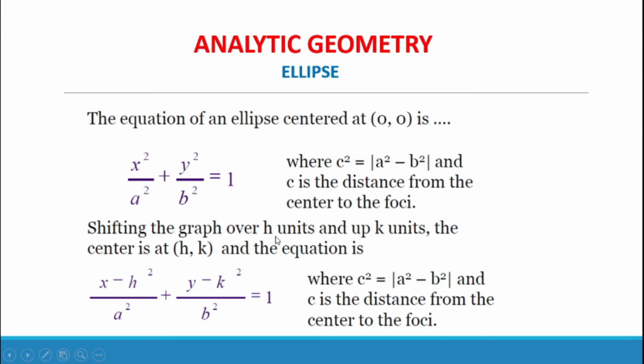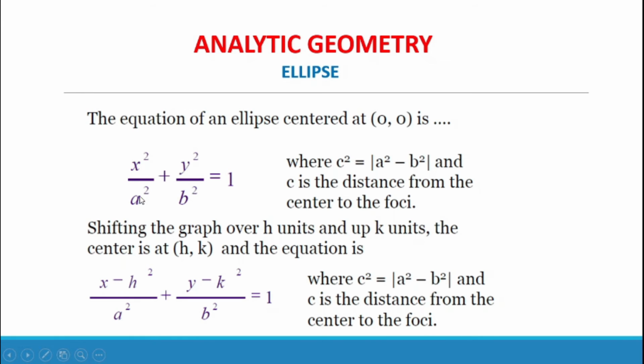Shifting the graph over h units and up k units, the center is at (h, k), and the equation is (x minus h) squared all over a squared plus (y minus k) squared all over b squared equals 1, where c squared equals the absolute value of a squared minus b squared, and c is the distance from the center to the foci.